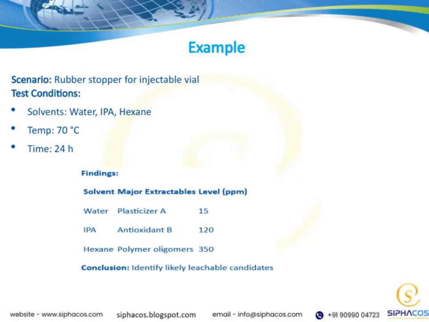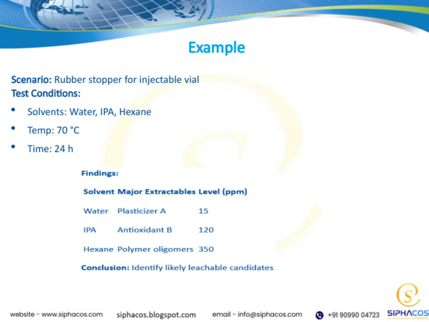Let's take a look at this example to understand how testing is conducted for rubber stoppers used with injectable vials. The scenario here involves evaluating the stopper's performance under specific conditions. We test the stopper's compatibility with different solvents, namely water, isopropanol or IPA, and hexane. These solvents are chosen because they represent various chemical environments the stopper might encounter in real-world use.